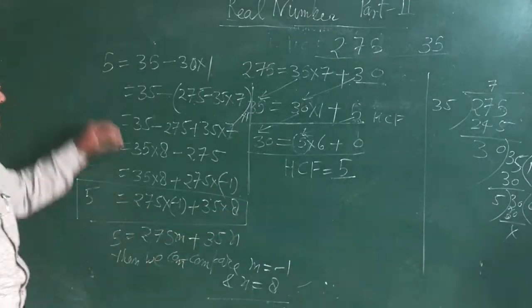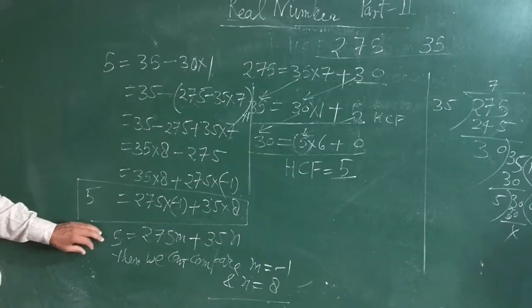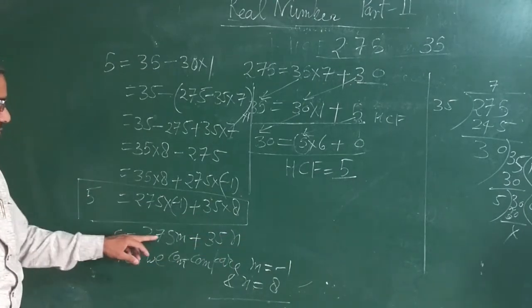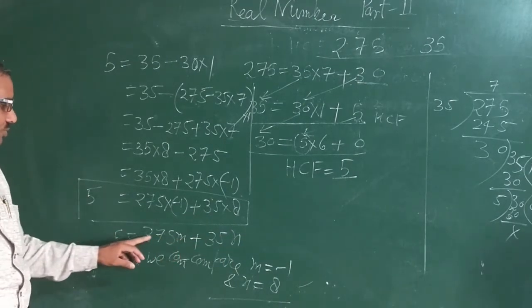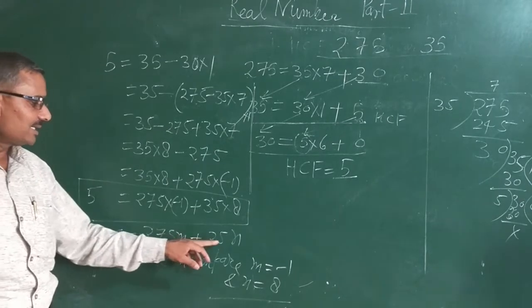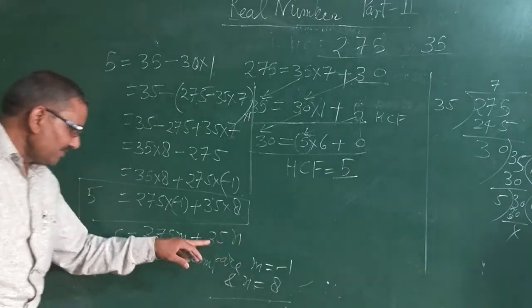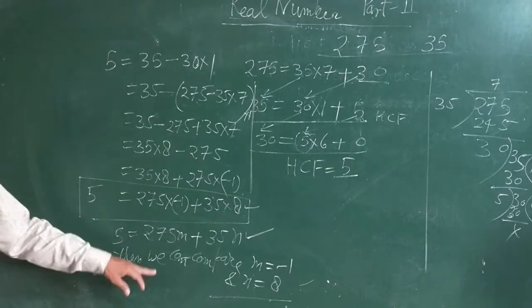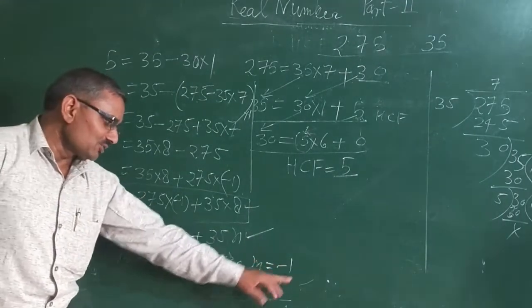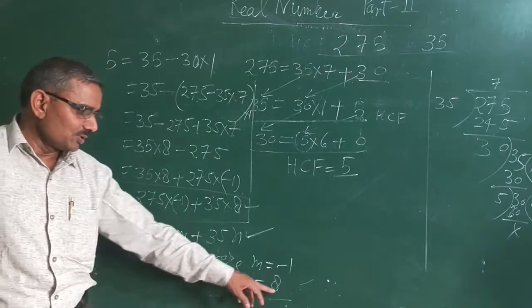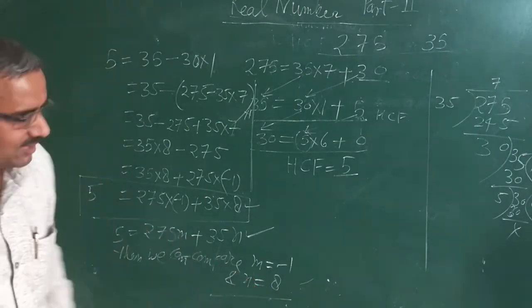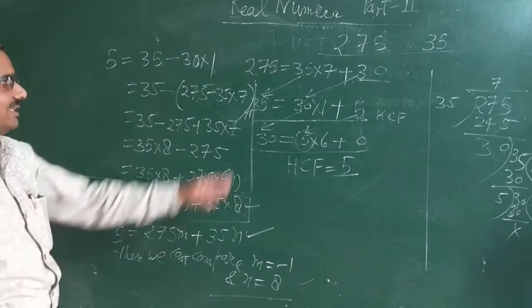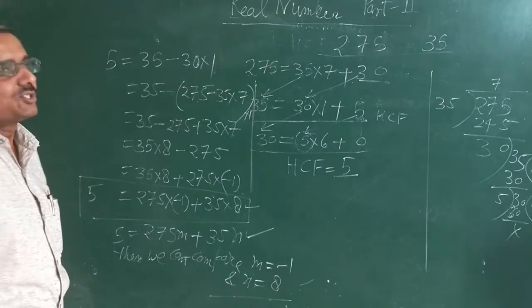Suppose this 5 is given in this form, 5 is equal to 275m plus 35n. So if we compare this relation and this one, we can say the value of m is equal to -1 and the value of n is equal to 8. This was the relationship between the number with the HCF.